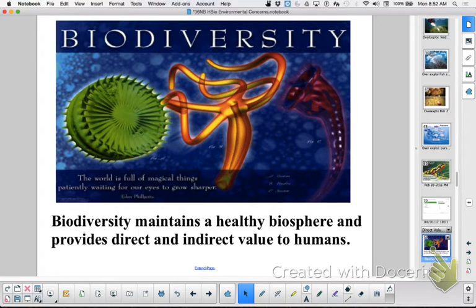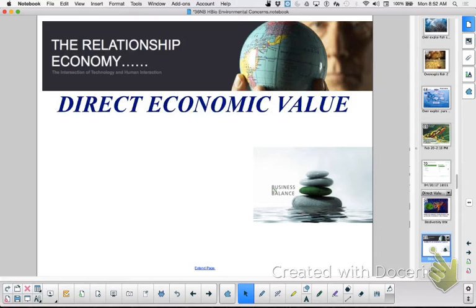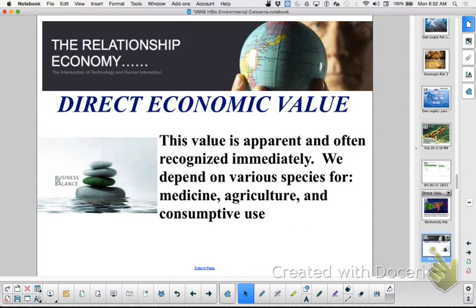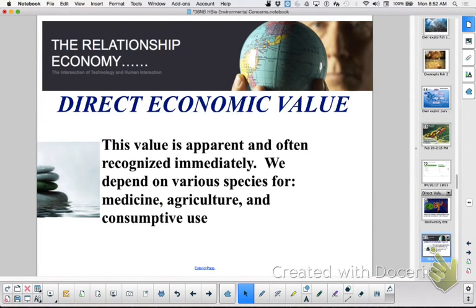So the big picture here is that biodiversity maintains a healthy biosphere and provides both direct and indirect values, things that you can obviously see. So if it's a direct value, it falls usually under 3 different areas. It's very apparent, recognized immediately. So we need organisms for medicine. Most of our medicines come from living organisms. Okay? We need it for medicine, we need it for agriculture, we need it for consumption, we need it for food. Those are the 3 big direct values.